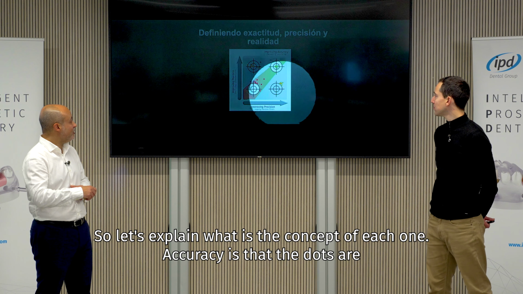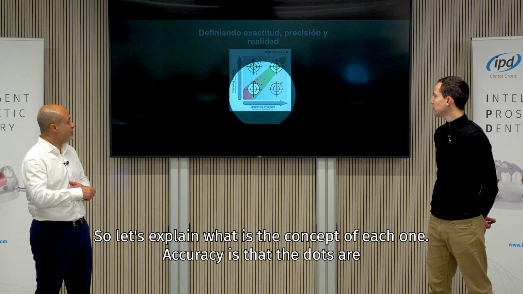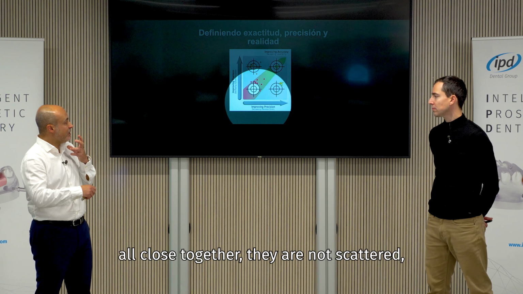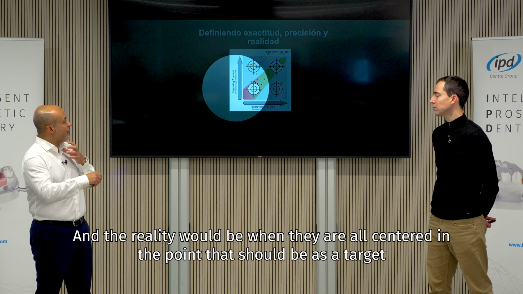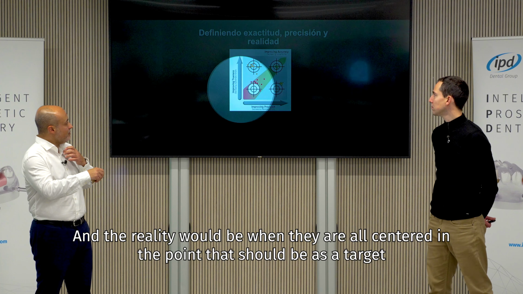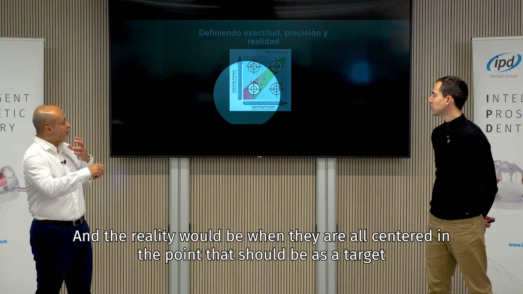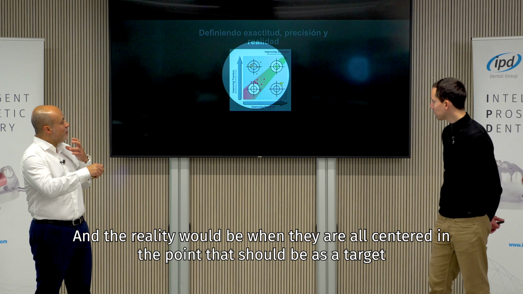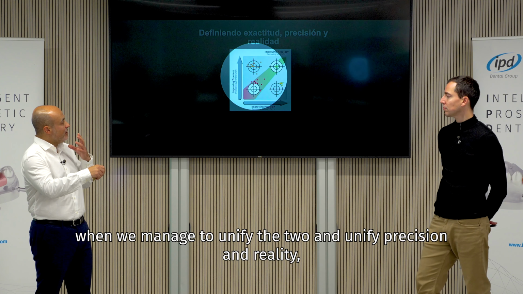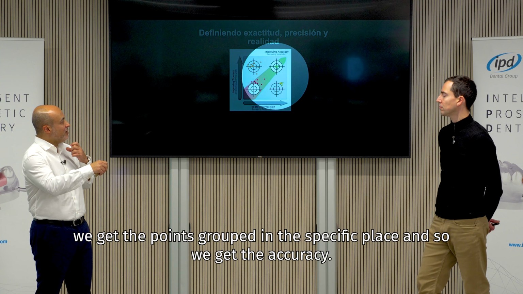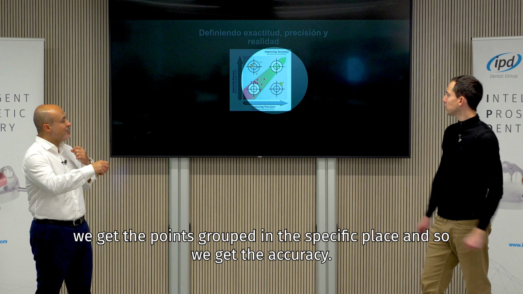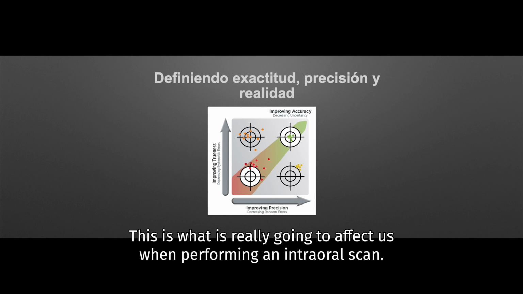So let's explain the concept of each one. Precision is when the dots are all close together, not scattered, but they may not be centered in the place where they should be. And trueness would be when they are all centered on the point that should be the target. When we manage to unify precision and trueness, we get the points grouped in the specific place, and so we get the accuracy. This is what is really going to affect us when performing an intraoral scan.